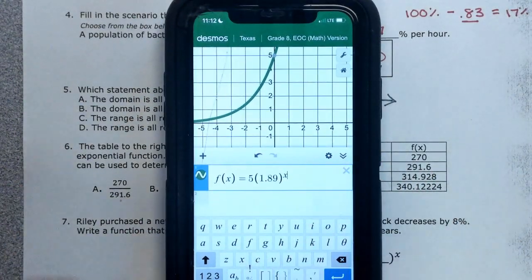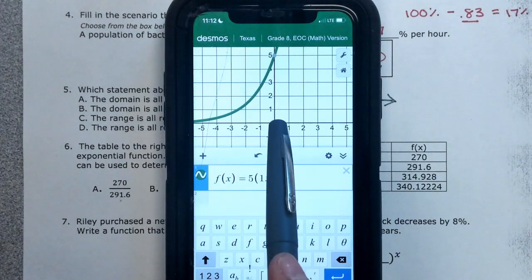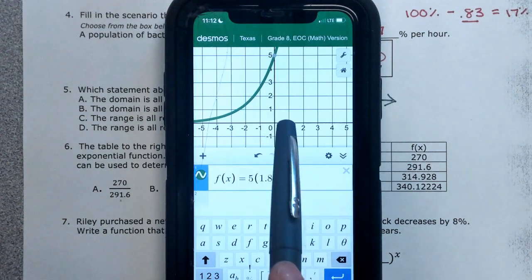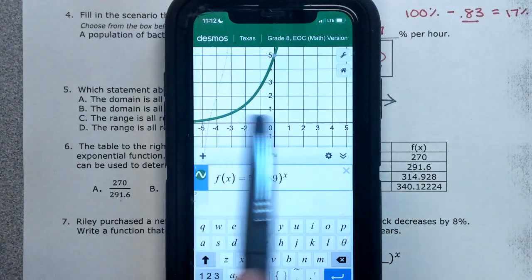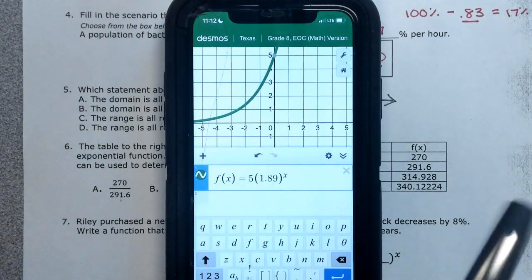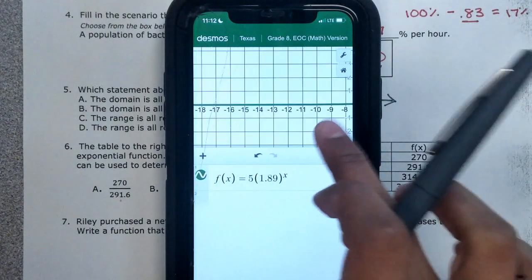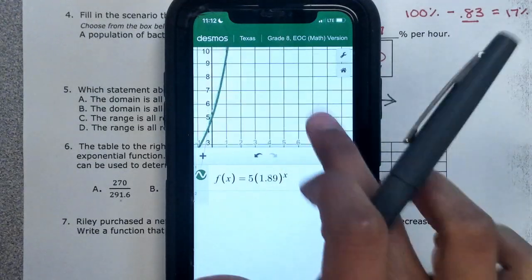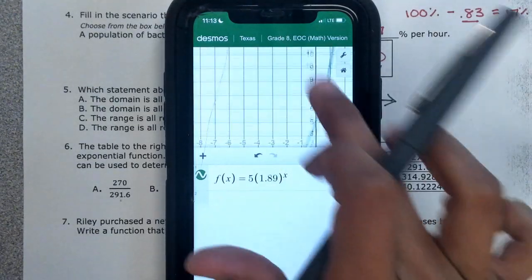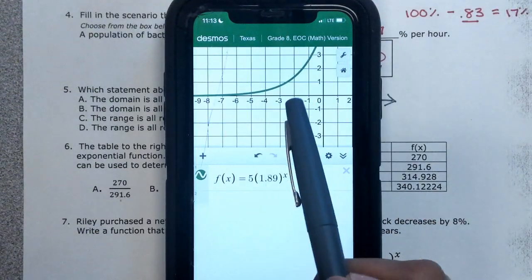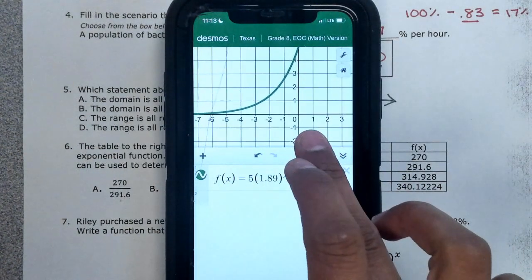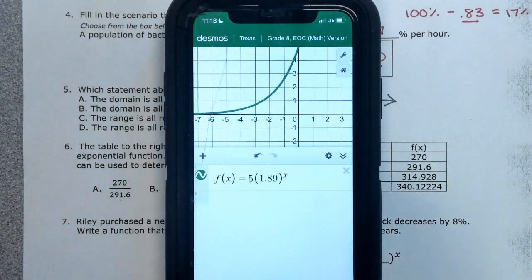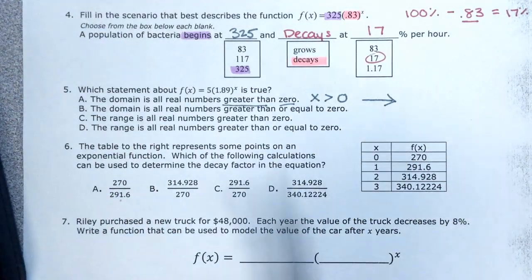Okay, well, that would mean it'd have to start here and just go to the right of 0, but it's also less than 0 too. So my domain goes all the way to the left and it goes all the way to the right. So my domain is actually infinity to infinity, which means that my domain is all real numbers. So this can't be correct.